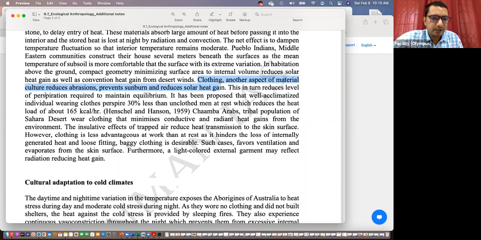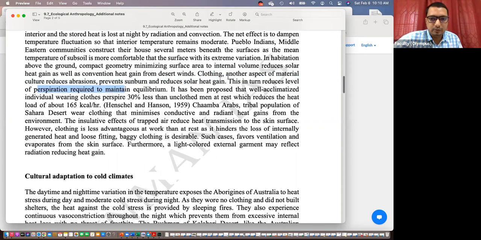level of perspiration required to maintain the equilibrium. At the same time, we have to have enough perspiration so that the equilibrium of the fluid in the body is maintained and the heat equilibrium is also maintained very well. So people who are well acclimatized wear clothes and perspire 30% less than the unclothed men. So enough perspiration and sweating is normally seen. So 30% compared to the unclothed men who lose it, because it's very important not only to handle the heat but also the fluid levels in the body.